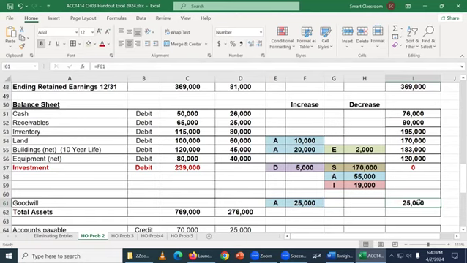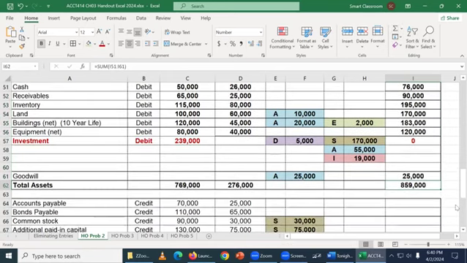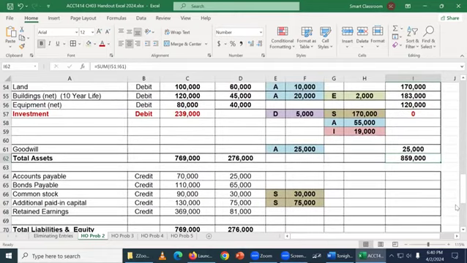And don't forget the goodwill. Just so you guys know, about half the time when I show these, I forget the goodwill. So that'll be something for you guys to look forward to. You see me goof it up. Okay, so this is 859, the total assets.